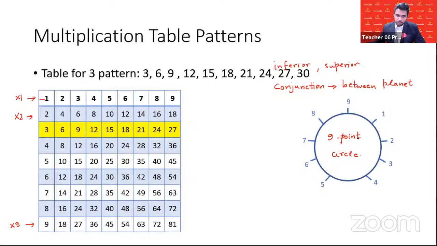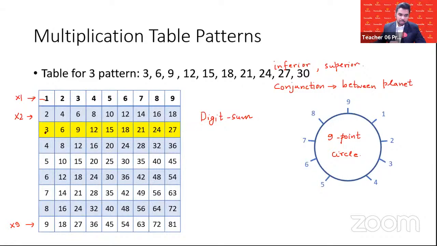Now what we are going to do is write this multiplication table on the 9-point circle. How will you do that? The 9-point circle represents what is called the digit sum. Some of you might have heard about this. The newcomers will find this a new concept. Digit sum is nothing but the sum of the digits of a number.